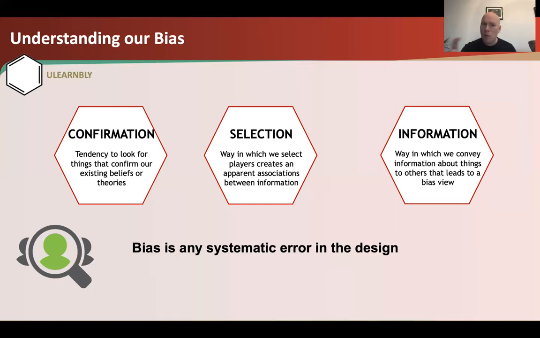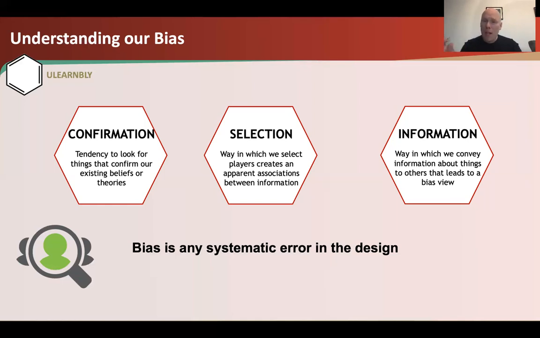Selection bias is the way in which we select that information. So the way in which we may select players that creates apparent associations between information, the way in which we choose to see things or not, as the case may be. So that's selection bias. So we've got the confirmation bias, which is we tend to look for the things that confirm what we see. And then selection is specifically choosing the bits that we want to pay more attention to and potentially either skillfully neglecting or being unconsciously unaware of the things that we'll deselect as a result.